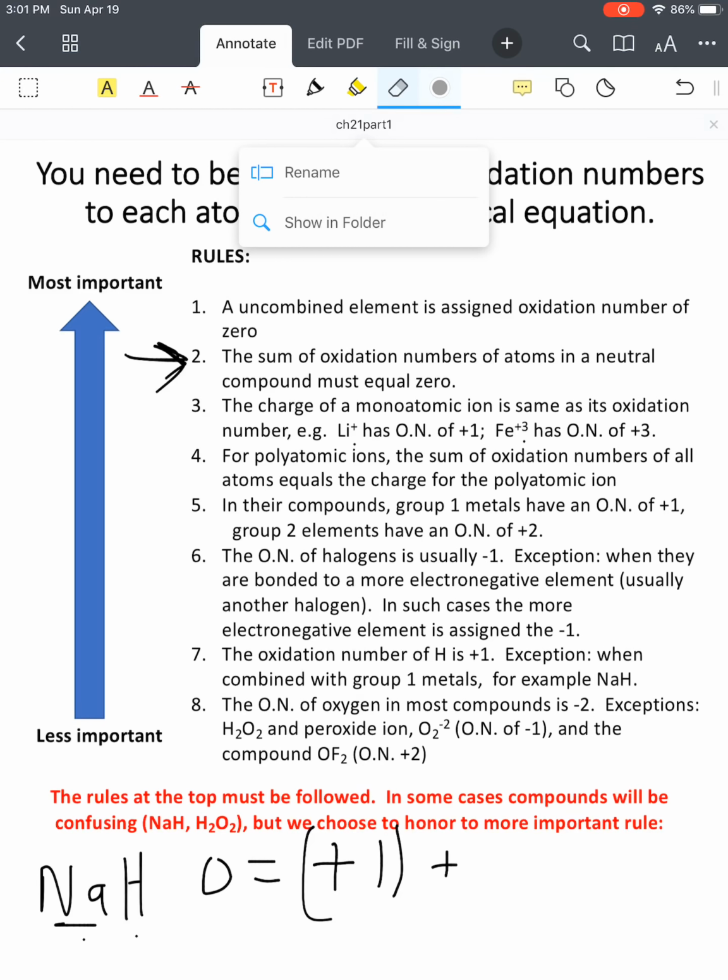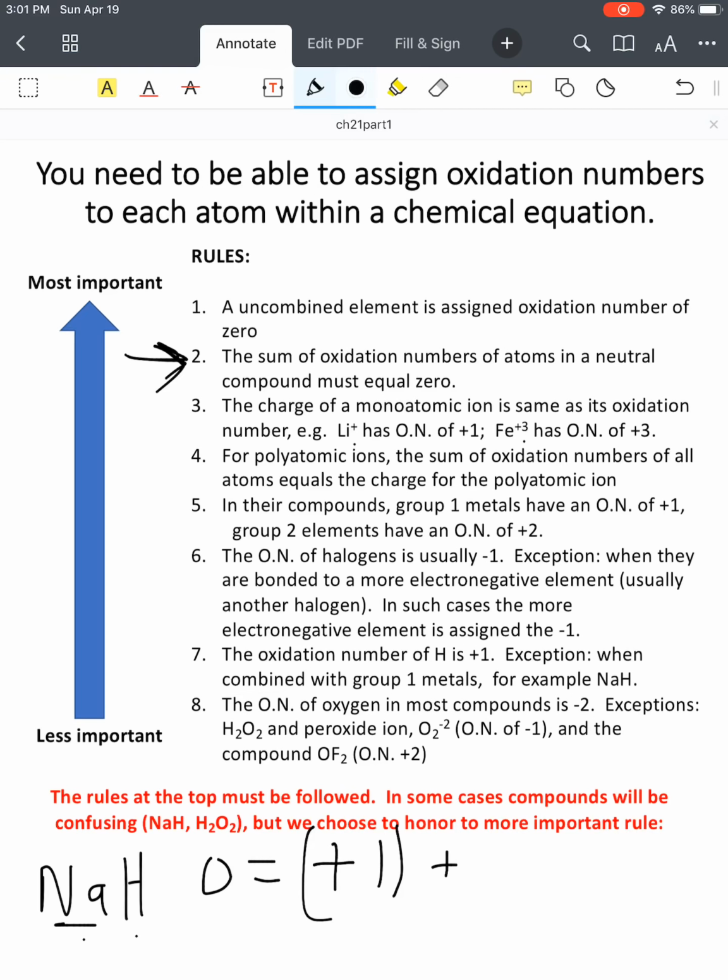And in fact, if we look a few rules later, down here, 7, we can see there's a specific rule listed for hydrogen. It tells us that usually hydrogen's +1, except when we make a hydride out of it. So it turns out in this compound, sodium hydride, to make the math work, we assign hydrogen the oxidation number of -1, and we give sodium the +1.